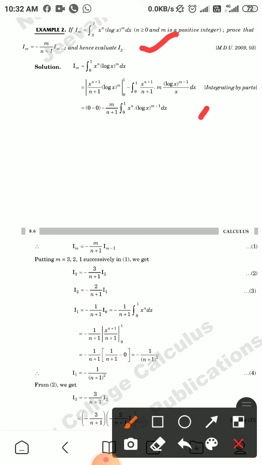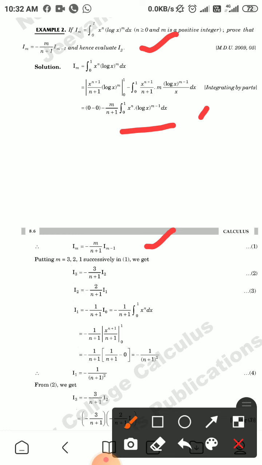Putting upper limit and lower limit into the first term, this gives 0 minus 0, as log 1 is 0, and when we put x as 0, this gives 0 value. In the second term, taking the constant term outside the integral, minus m by n plus 1, integration 0 to 1 x raised to power n log x raised to power m minus 1. Therefore Im becomes equal to minus m by n plus 1 into Im minus 1 as required, marking this as number 1.